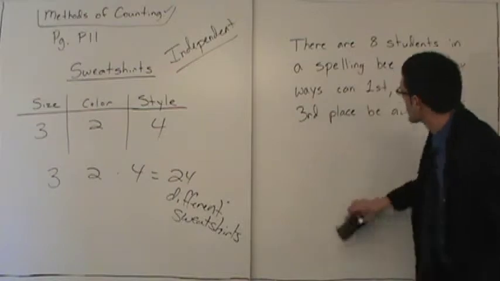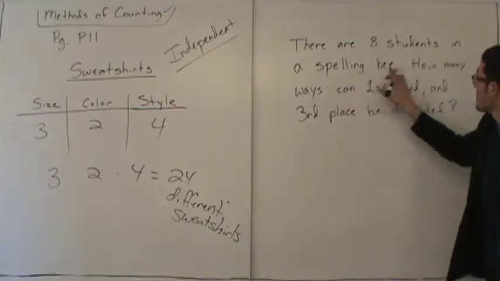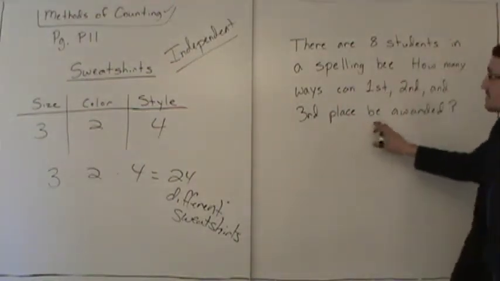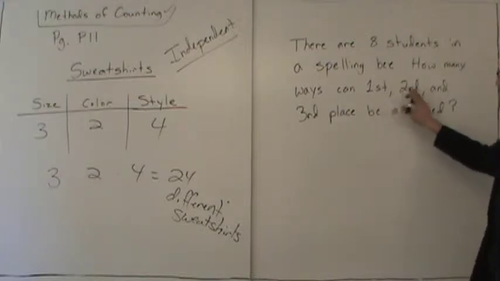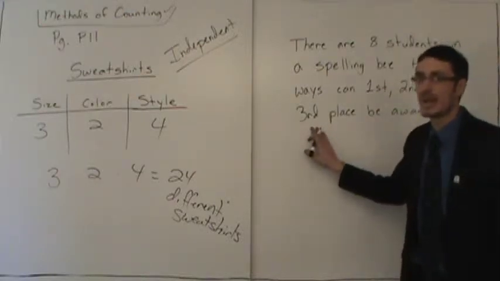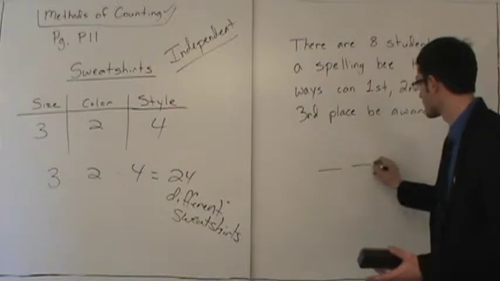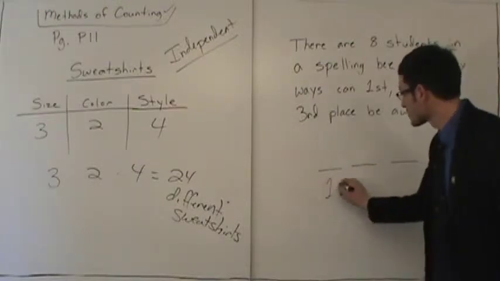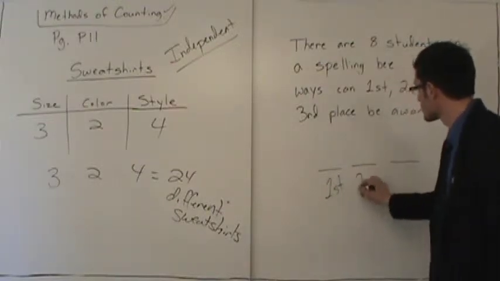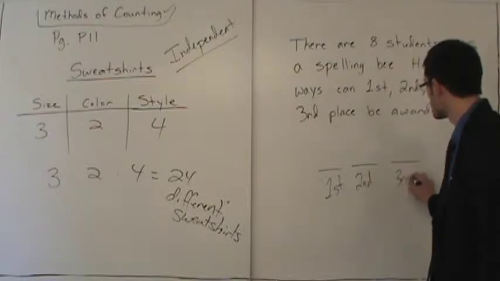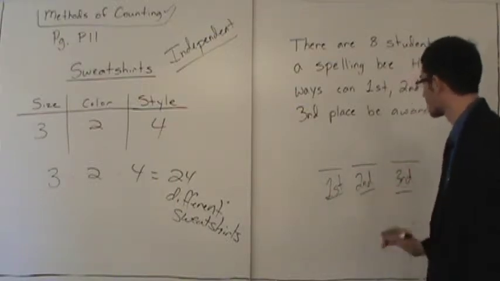So let's look at this question. There are 8 students in a spelling bee. How many ways can first, second, and third place be awarded to 8 students? Well, this is how we're going to do it. I'm just going to show you how to do this, then we're going to try to understand it. First, second, third place.